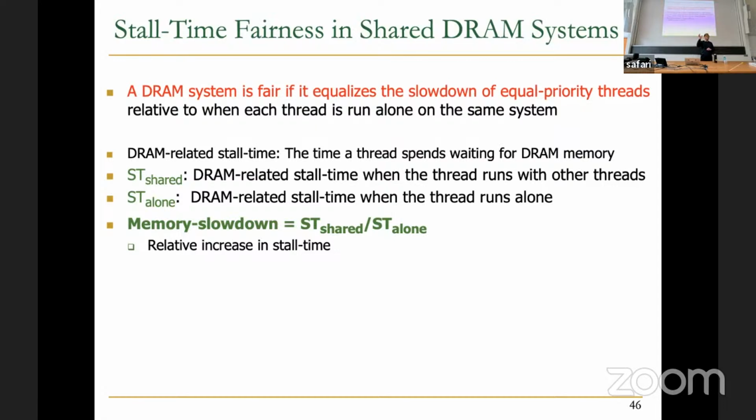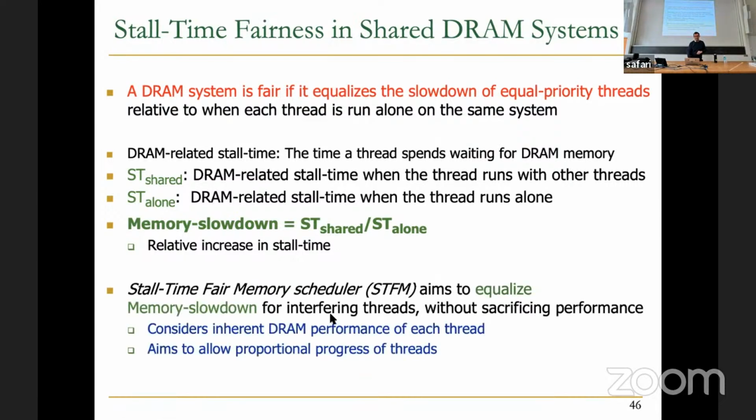If a core is stalled when it's running together with other threads, you increment a counter, for example. The difficult thing to estimate is this metric, which is stall time alone. This is the DRAM-related stall time of the thread when the thread runs alone. Now, how do you estimate that? Basically, memory slowdown is stall time shared divided by stall time alone, which really is a metric of relative increase in stall time because you're sharing resources with other threads.